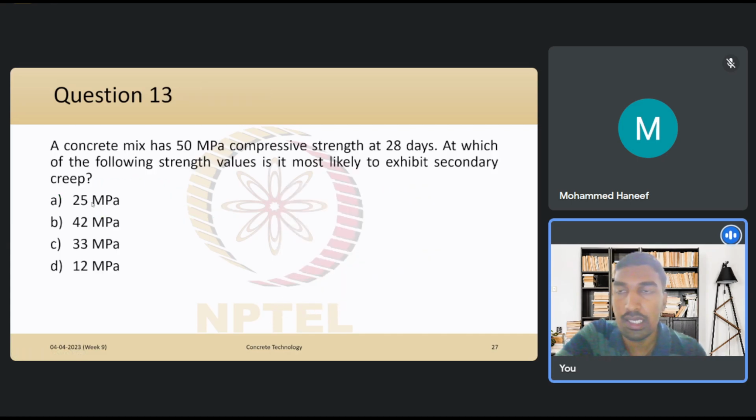Okay, question 13: a concrete mix has 50 MPa compressive strength at 28 days. At which of the following strength values is it most likely to exhibit secondary creep? The options are 25 MPa, 42 MPa, 33 MPa, and 12 MPa.